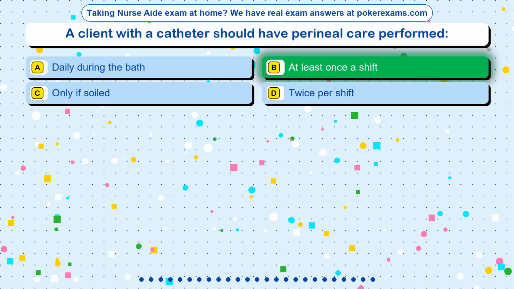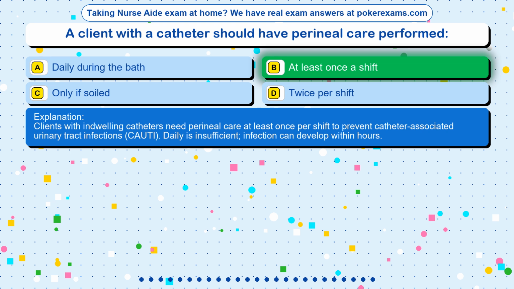The correct answer is option B, at least once a shift. Clients with indwelling catheters need perineal care at least once per shift to prevent catheter-associated urinary tract infections, CAUTI. Daily is insufficient, infection can develop within hours.